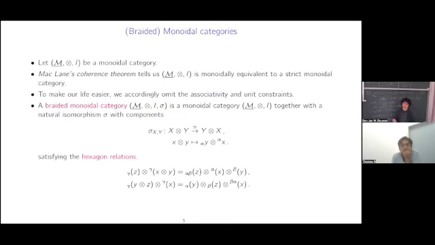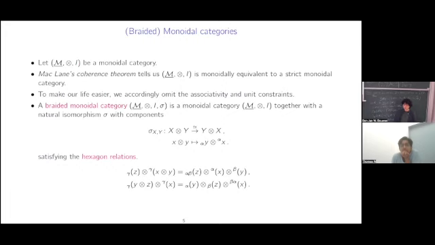Again, we consider a monoidal category. By MacLane coherence theorem, we can forget about the associators, because we know that this is always monoidal equivalent to a strict monoidal category. In particular, we will be considering a braided monoidal category, that is a monoidal category together with a natural isomorphism, that is a braiding.